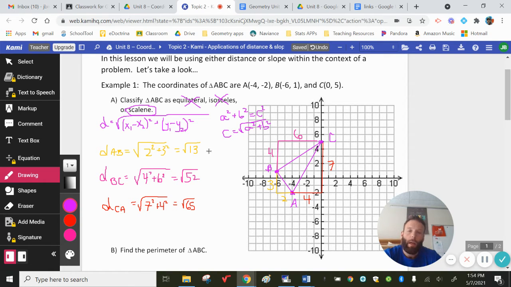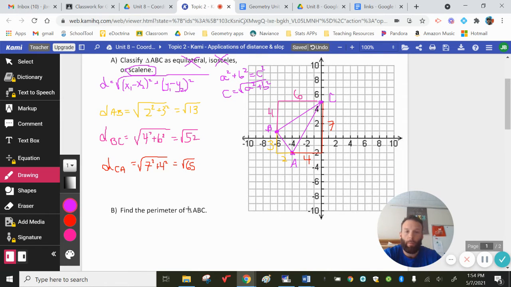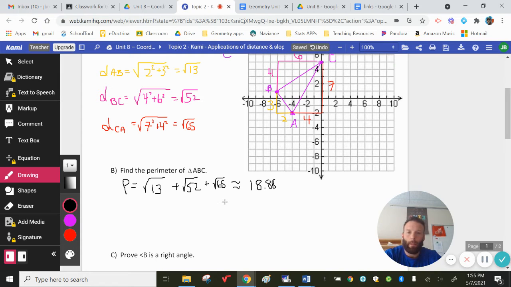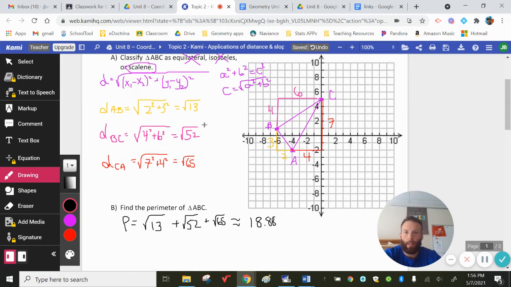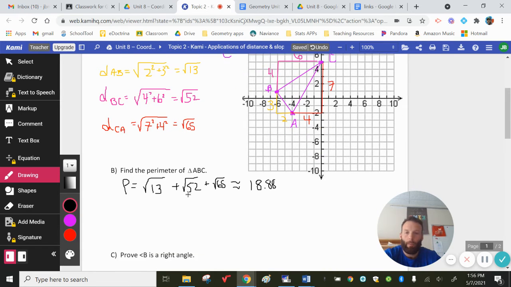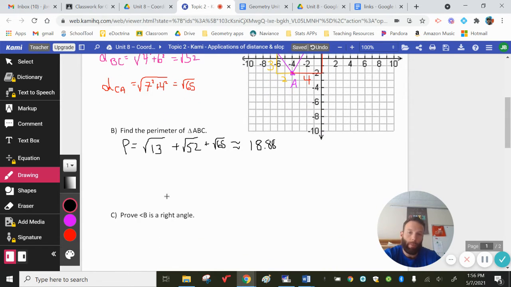Okay, now by doing that work, I can very easily do part B, which is to find the perimeter of this triangle. Perimeter means find the sum of all 3 sides. So all I need to do is this. Just adding the lengths, I said that the perimeter is about 18.88. That's rounded to the nearest hundredth. Okay, so there's using distance to apply to finding what type of triangle it is and also finding the perimeter of that triangle. Now I'm down here to part C. It says prove angle B is a right angle.